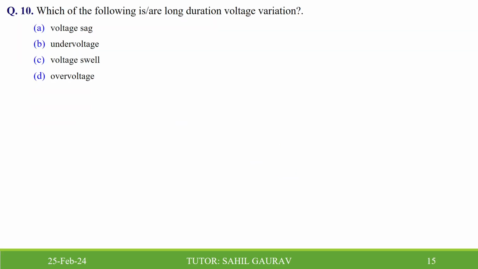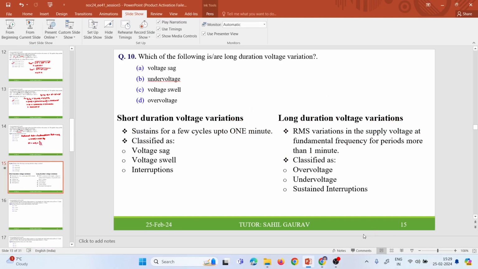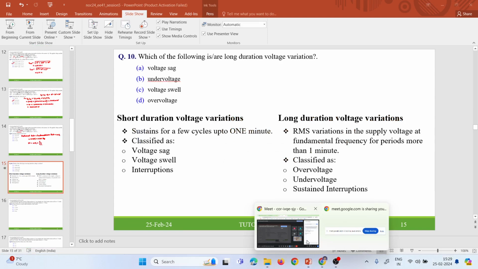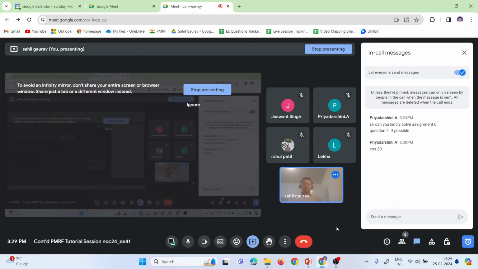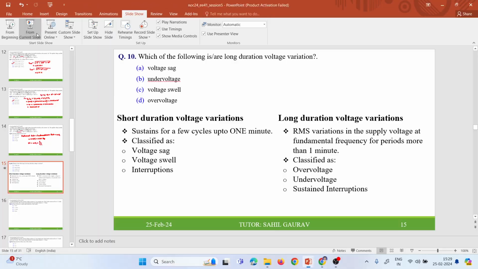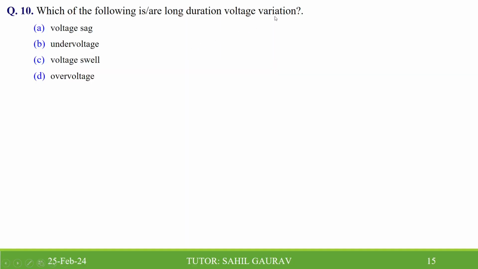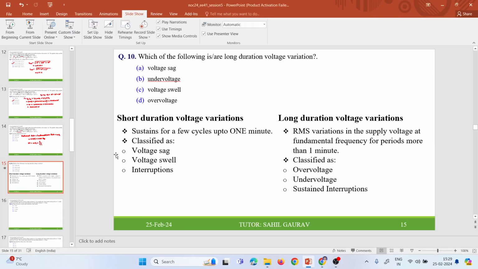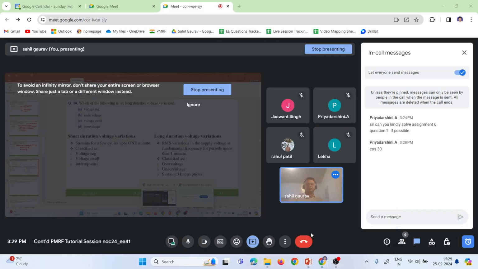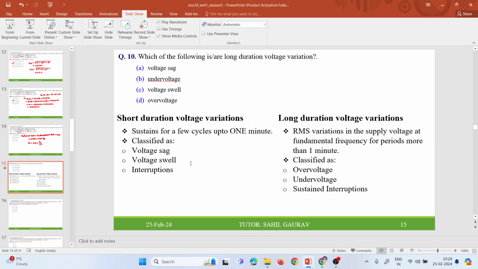Now let us move to the next problem. Question number 10. Which of the following is our long duration voltage variation? Yes, cos 30, Priyadarshini, you are correct. So here in this problem, which of the following is our long duration voltage variation? Voltage sag, under voltage, swell, over voltage. Please provide your answer in the chat box, or you can speak. Anyone?